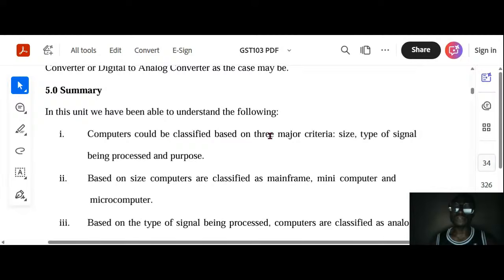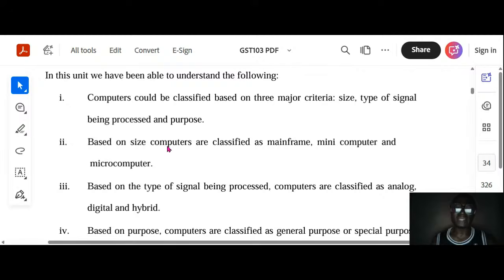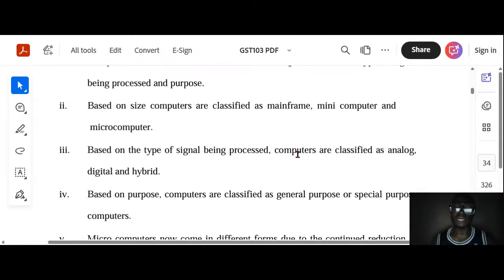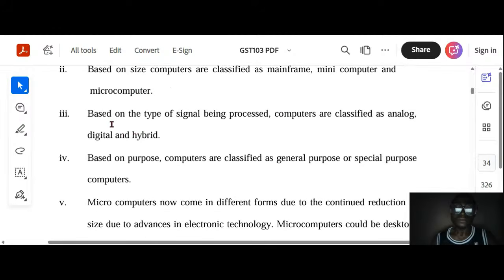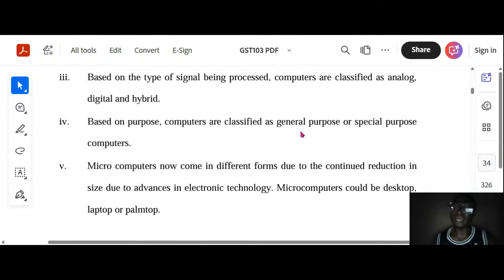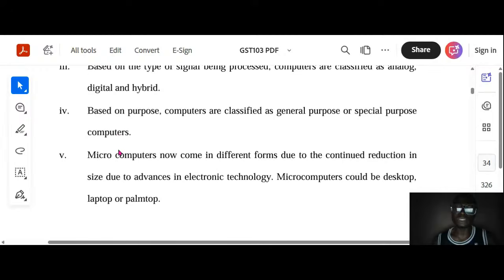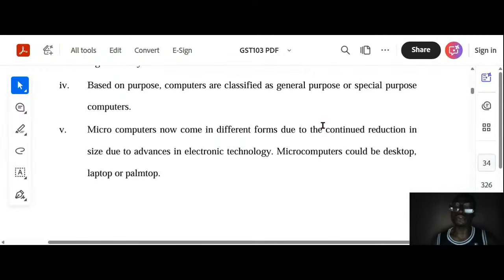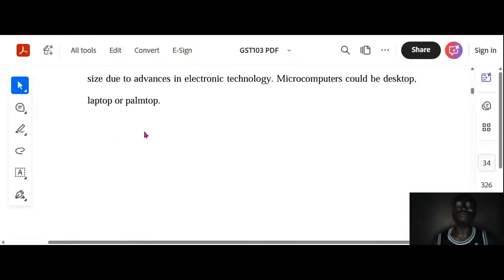Computers could be classified based on three major criteria: the size, the type of signal being processed, and purpose. Based on size, computers are classified as mainframe, mini computers, and microcomputers. Based on type of signal processed, computers are classified as analog, digital, and hybrid. Based on purpose, computers are classified as general purpose or special purpose computers. And microcomputers now come in different forms due to continued reduction in size due to advances in electronic technology. Microcomputers could be desktop, laptop, or palm top.